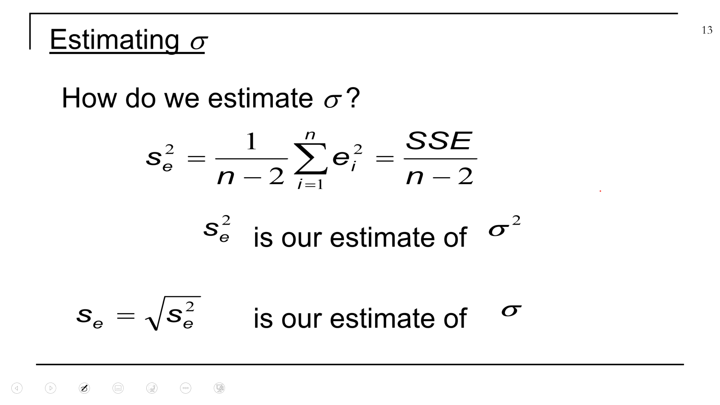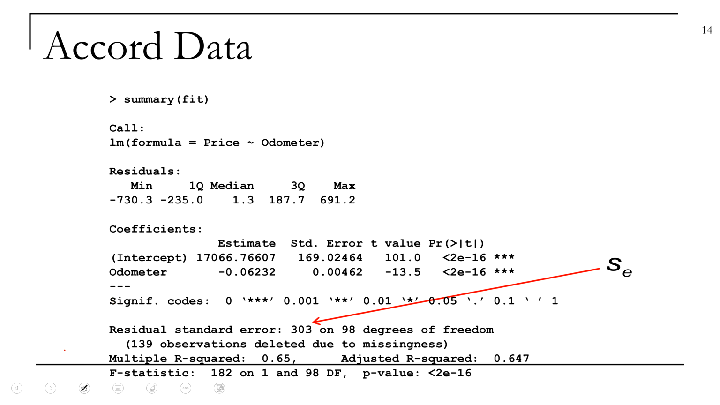We have S sub e. S sub e is defined by this, and this is a guess for how much noise is in our system. So we take the sum of squared errors, divide by n minus 2, and that's our guess of sigma squared. The square root of that is our guess of sigma, and this is probably the most important number on the output because this tells me how good my predictions will be.